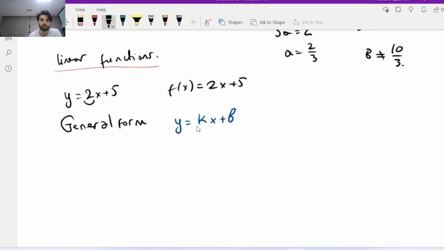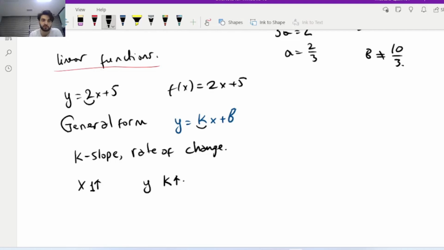Okay, for here k or 2 we call them slope, or with another name, rate of change. Slope means that when x is increased by 1 unit, y will increase k units. For example, let's look here.